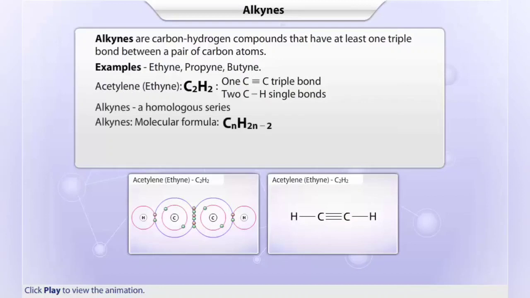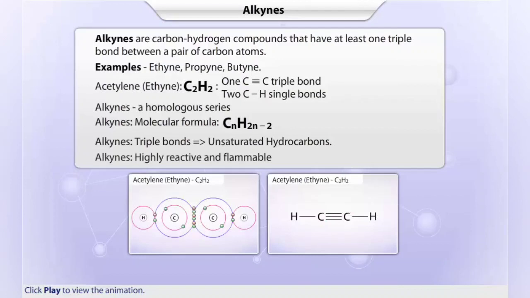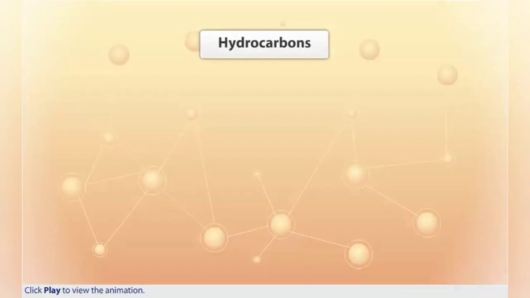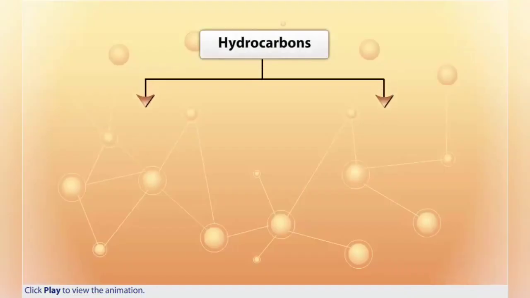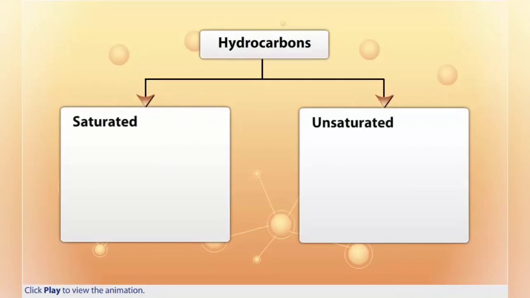Alkynes form a homologous series and are represented by the molecular formula CnH2n-2, where n stands for the number of carbon atoms. Because they are formed by triple bonds between atoms, alkynes are called unsaturated hydrocarbons. These unsaturated hydrocarbons are highly reactive and flammable. For example, a mixture of acetylene and oxygen is used in oxyacetylene welding and cutting.